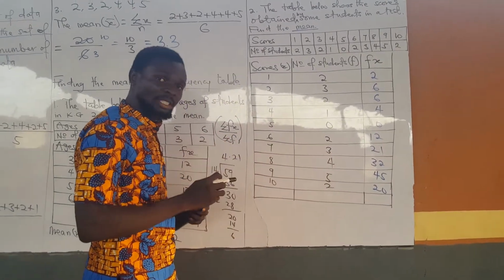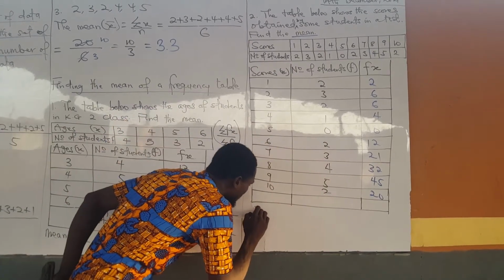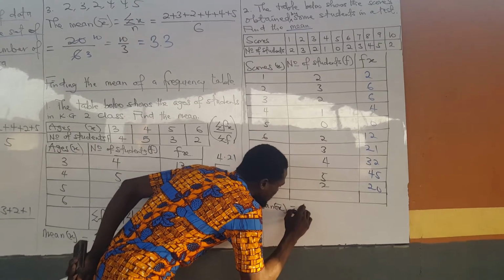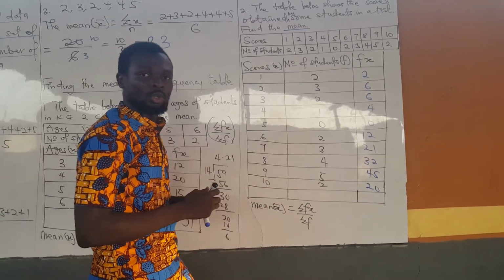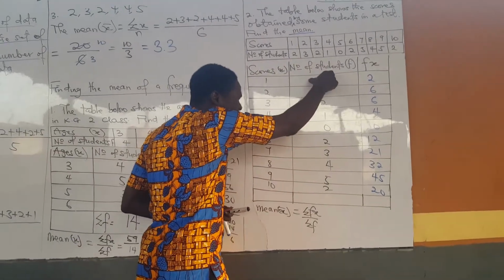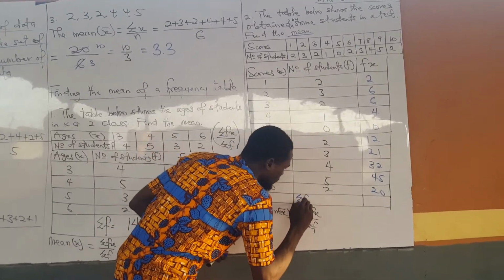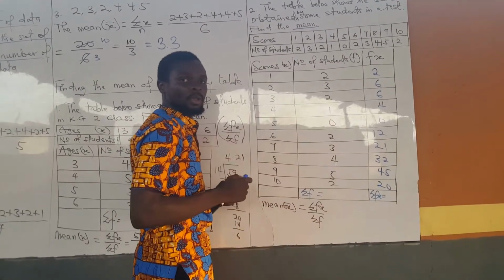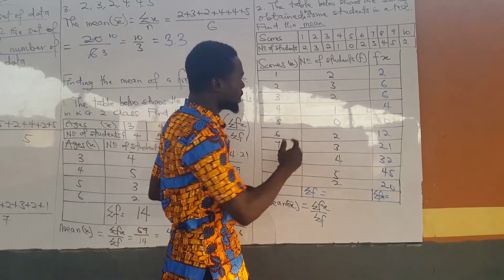And we were told that to calculate the mean is sigma Fx over sigma F. So we have to find sigma F, that is the sum of the frequency, and sigma Fx. So let's put these values together and see what we are going to get.